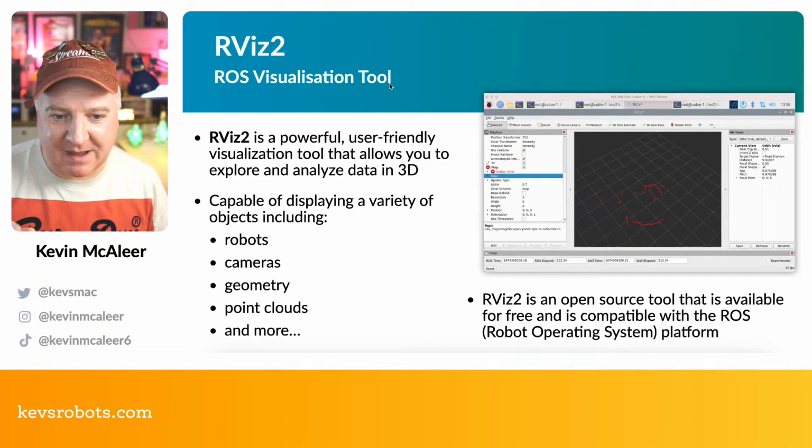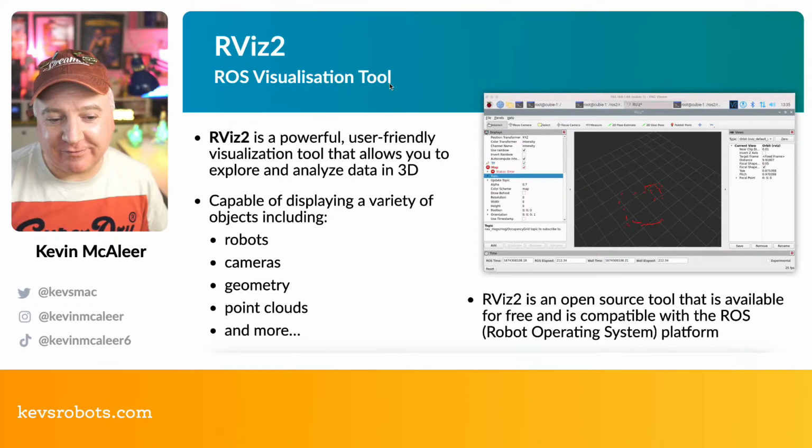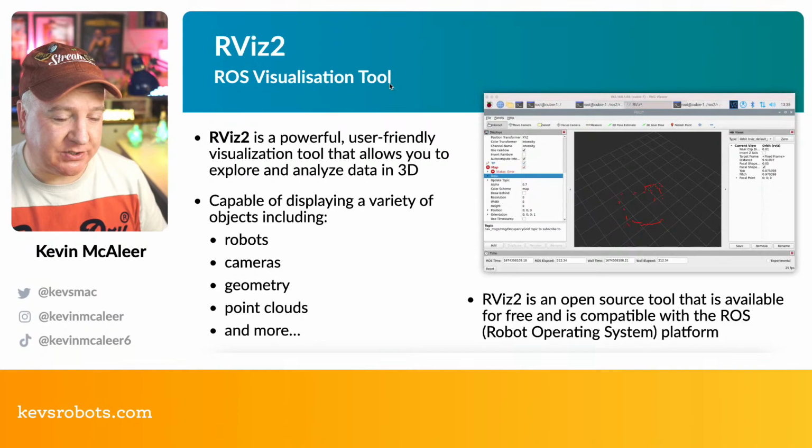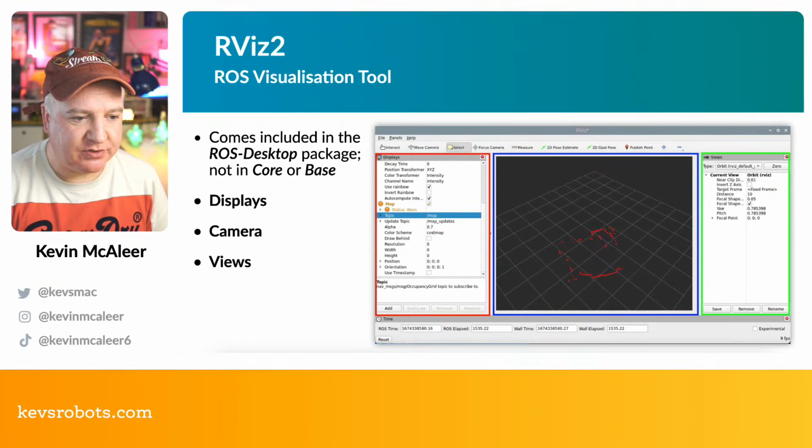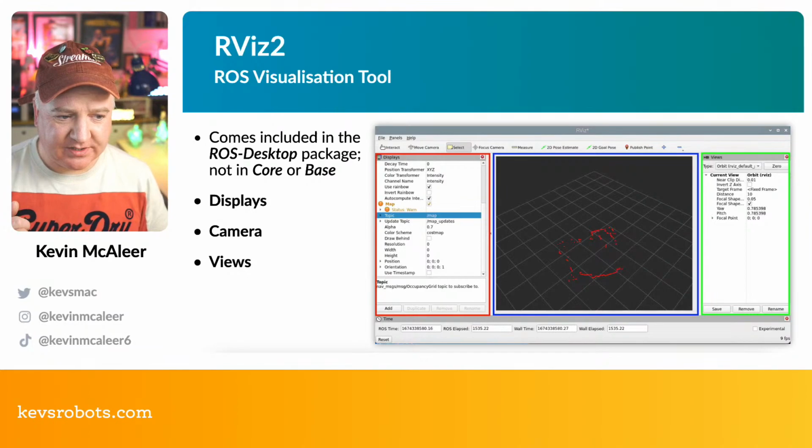RViz2 is an open source tool. It's available for free and is compatible with the Robot Operating System. And in ROS2 we use RViz2. That's what that extra 2 is on the end. This visualization tool comes with the ROS desktop package, not in the core or base, and it has three panes, if you like, to the application.